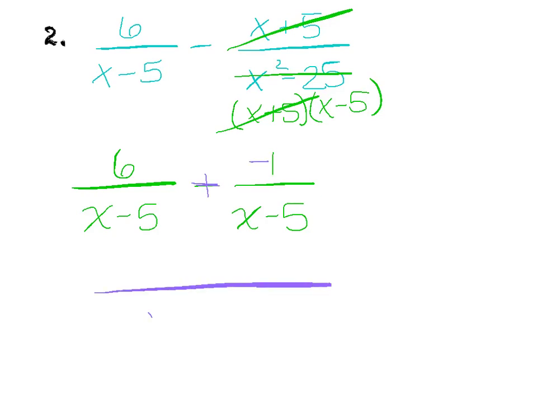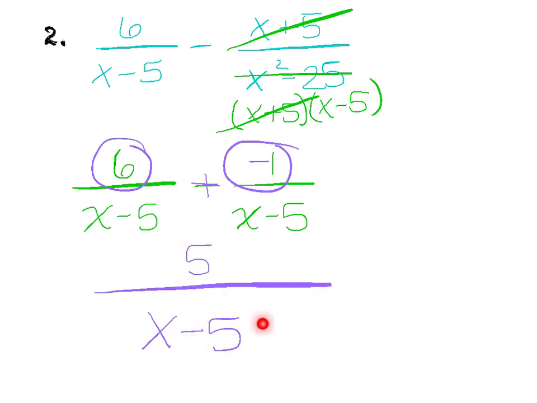So my common denominator is x minus 5 on the bottom, and 6 minus 1 on top leaves me with a 5. Now, I am done here because I cannot simplify this 5 and this 5 without touching this, and all 3 terms don't have something in common. So in fact, this is my simplified answer.